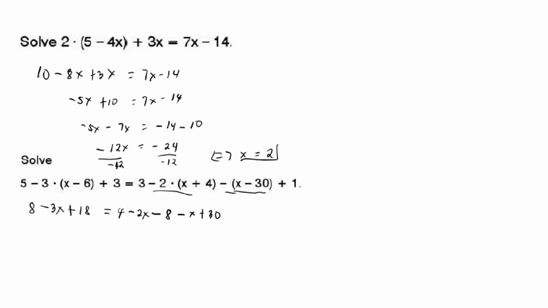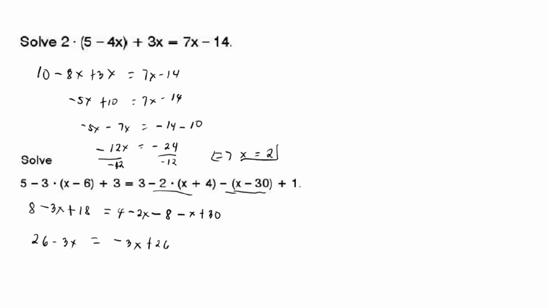Now, I try to reduce again the terms on each side. So by combining like terms first, I have 8 plus 18 is 26 minus 3x equals, we have negative 2x and negative x is negative 3x. So 4 minus 8 is negative 4. And negative 4 plus 30 is positive 26.